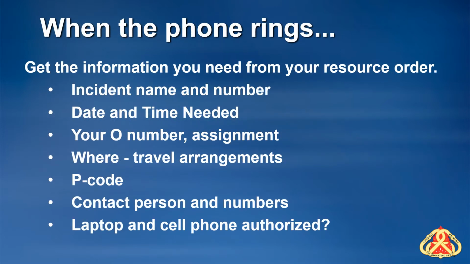When the phone rings and you are ordered, you'll get the following information. Your resource order will be faxed and emailed to you, but you can get some information on this when you get the phone call. Incident name and number, when you are needed and what time, your resource order and request number, unit designator, incident job assignment, reporting location, specific location of incident, location of check-in point, and P code, which is the pay code for your budget person, contact name and numbers. Also, if a laptop is not listed on the resource order, call the situation unit to see whether you need one.